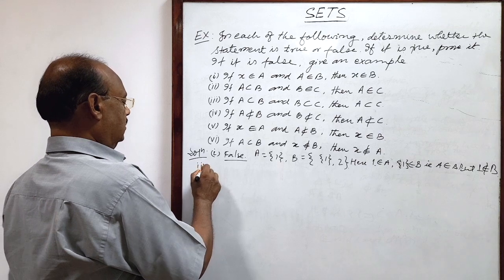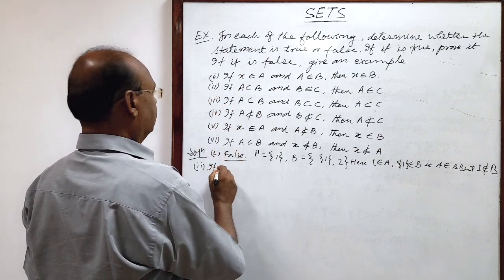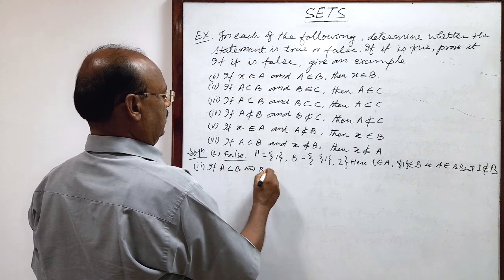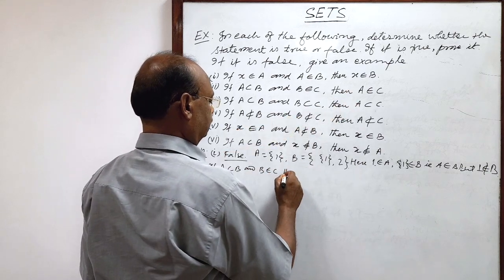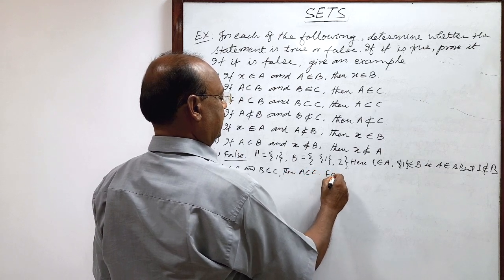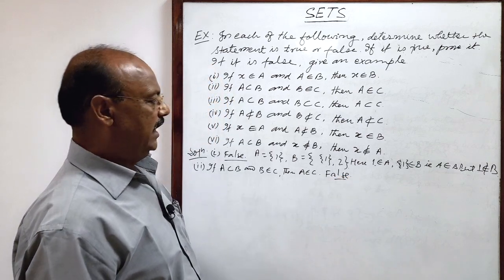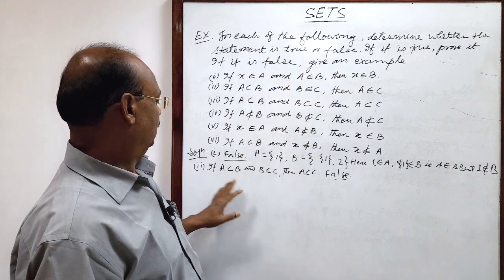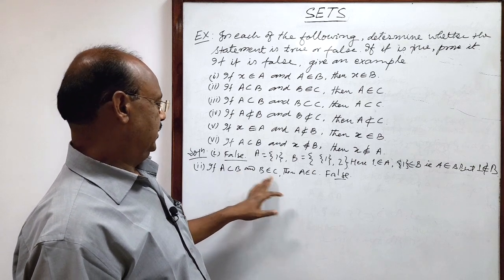Now let us see question number 2. Here, if A is a subset of B and B belongs to C, then A belongs to C. This statement is false. We'll prove it with the help of an example as being asked here. Give an example. So A is a subset of B and B belongs to C.